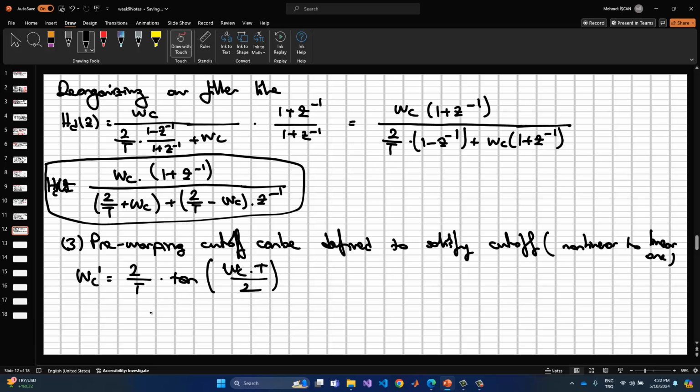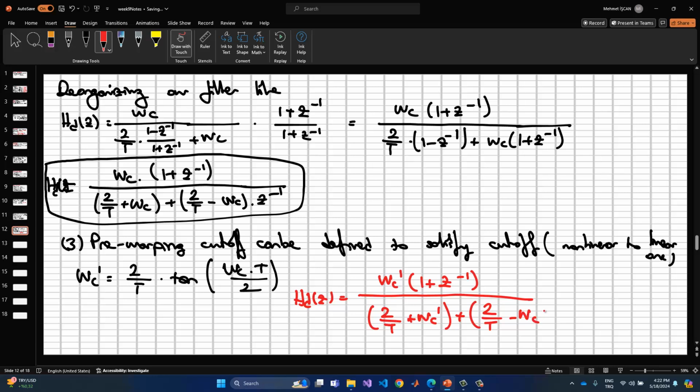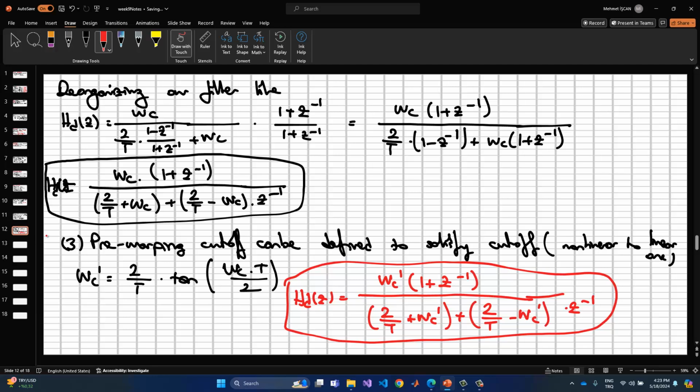But if we change the filter with these substitutions, then we can write that H(z) is equal to ωc' times (1 plus z^-1) over (2 divided by T plus ωc') plus (2 divided by T minus ωc') times z^-1. This is the last representation of the RC filter design, okay?